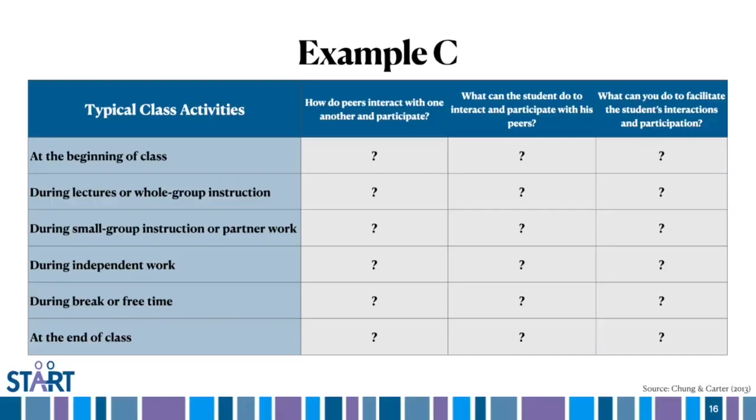Here, the first column is very similar to the last example, but again, the next 3 columns call for different forms of reflection. The second column asks, how do peers interact with one another and participate during that kind of activity? The third column asks, what can the student do to interact with and participate with their peers? And the fourth column asks, what could you do to facilitate the students' interactions and participation? Now, the end result is a set of ideas for how students with disabilities can participate in the ordinary aspects of instruction within a particular classroom.